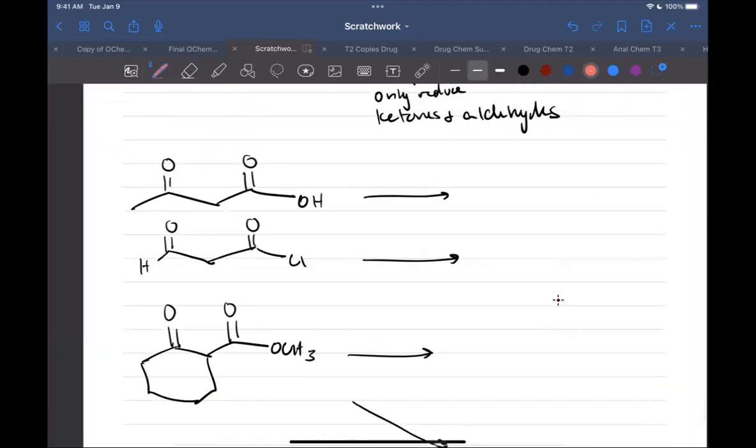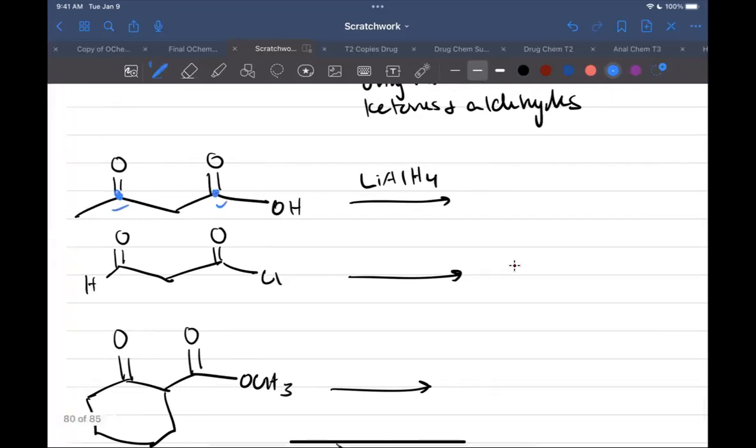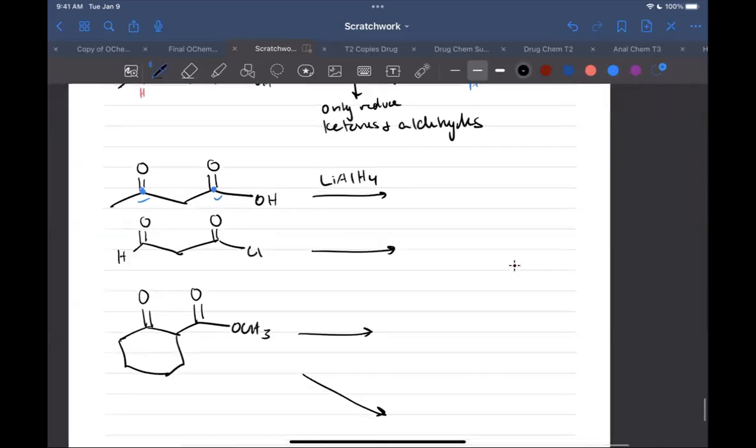Now let's throw in LiAlH4. Let's up the ante. Well, if we had this, it'll reduce both. Carbonyl carbon, carbonyl carbon, both will react with LiAlH4. Those are supposed to be check marks, by the way. So you'll get something like this.